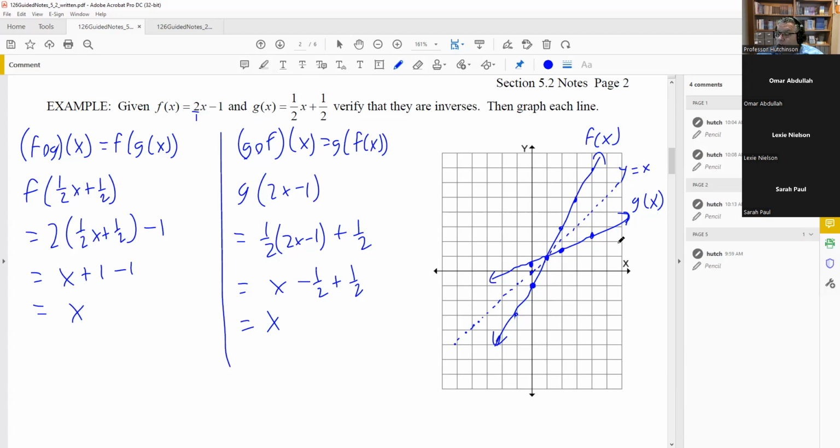Okay, so you have both of these here and both of those there. So anytime you see a line that's symmetric to the line y equal x, that means those two lines are going to be inverses of each other. Okay, so that's what that means. Graphically, that's how you know they're inverses as well.